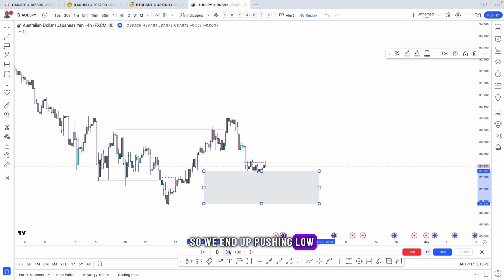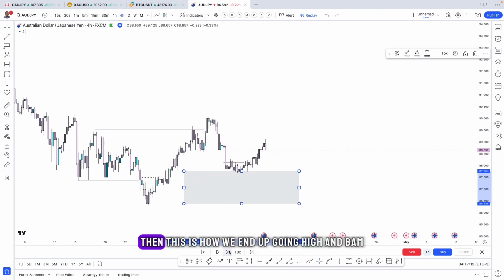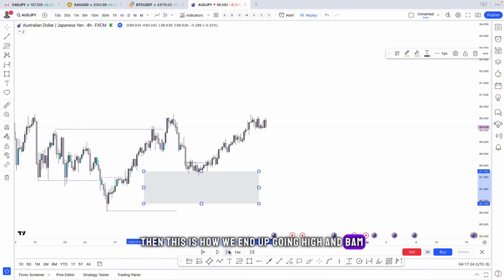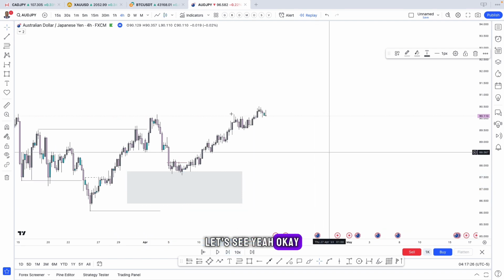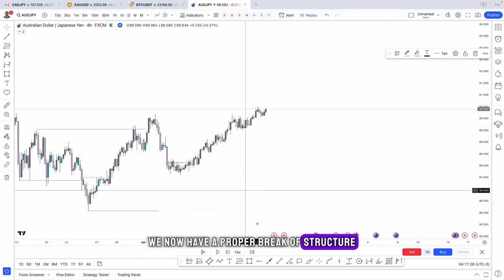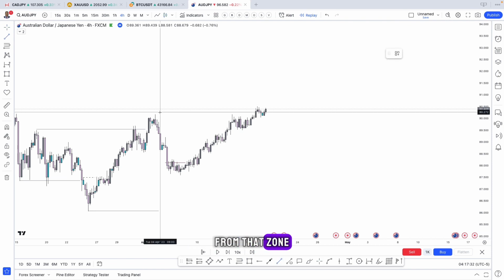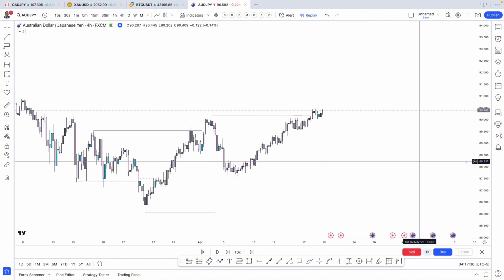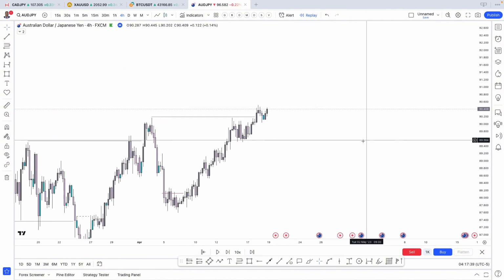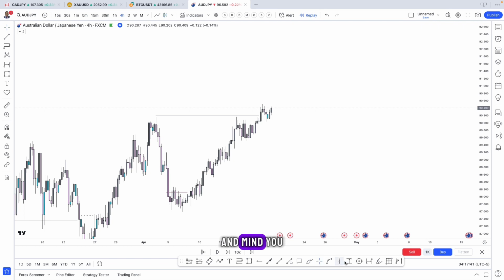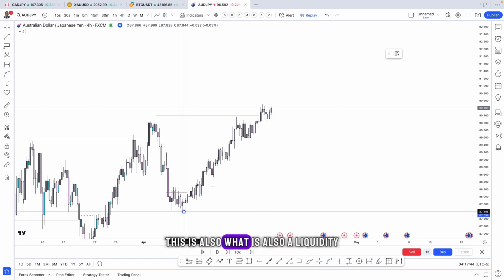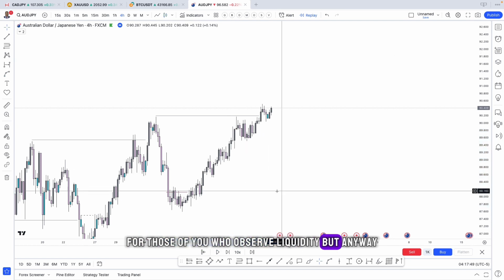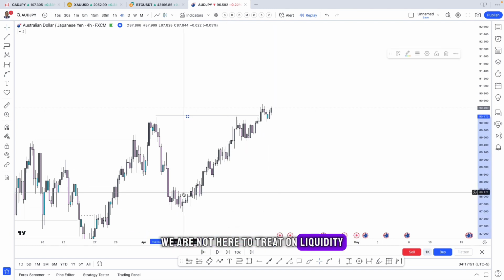So we end up pushing low, pushing low, pushing low. Then this is how we end up going high, and bam. Let's see. Yeah, okay. We now have a proper break of structure from that zone. So we call that one a break of structure. And mind you, this is also a liquidity for those of you who observe liquidity. But anyway, we're not here to treat liquidity.